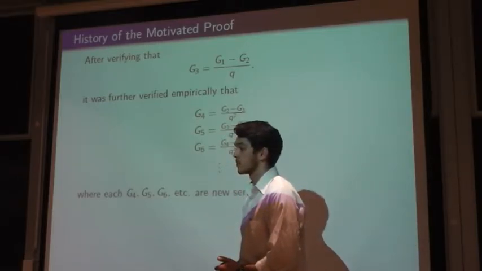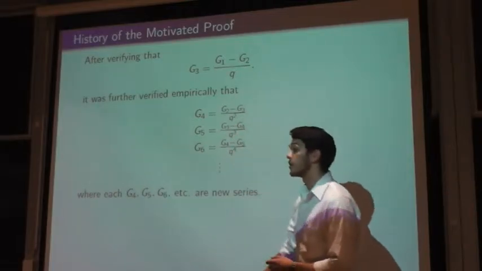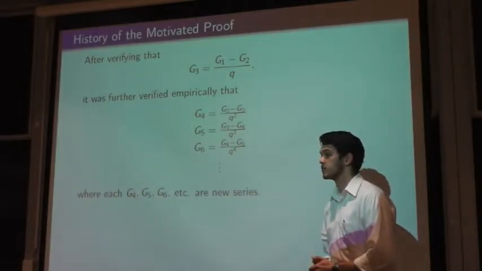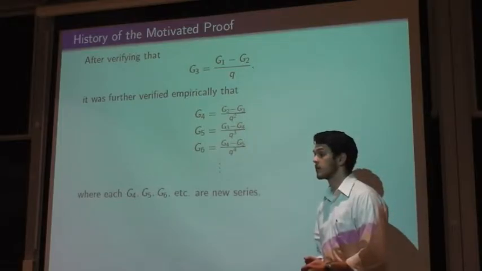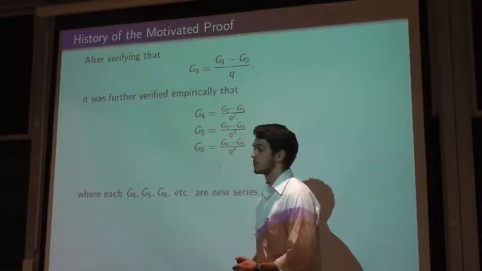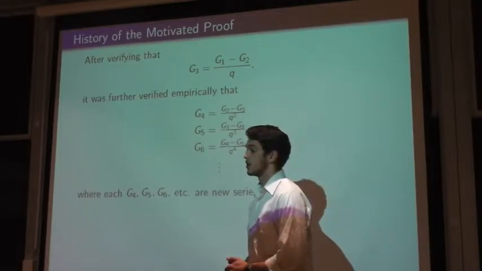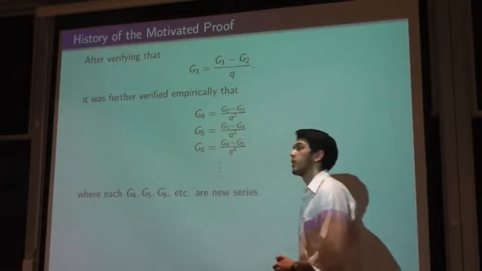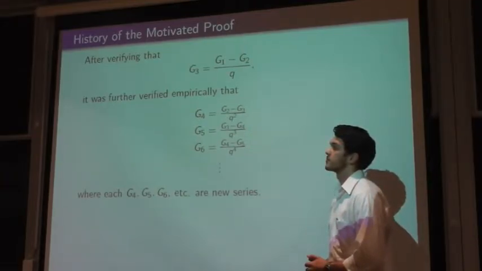So they found an explicit expression for G3. They defined G3 as (G1 minus G2) over Q. Yes. So what do you mean by verifying? They came up with an explicit expression for G3 that they did not show us. That's a good question.